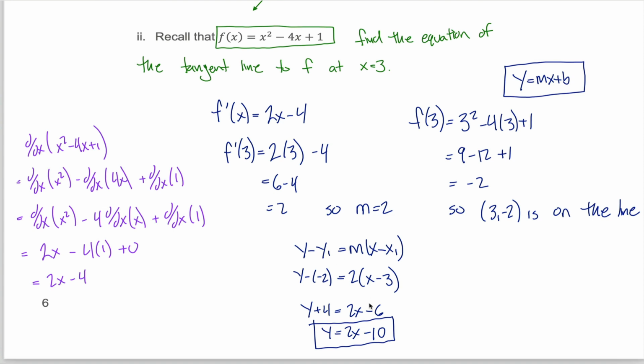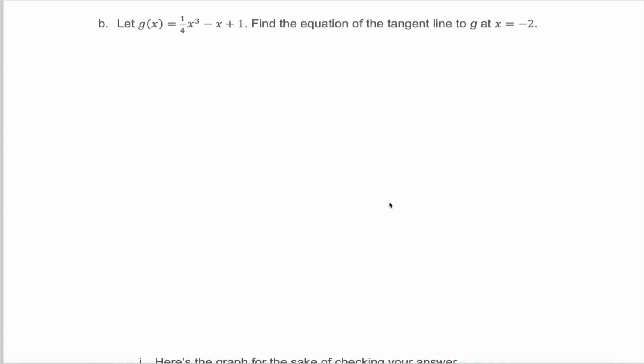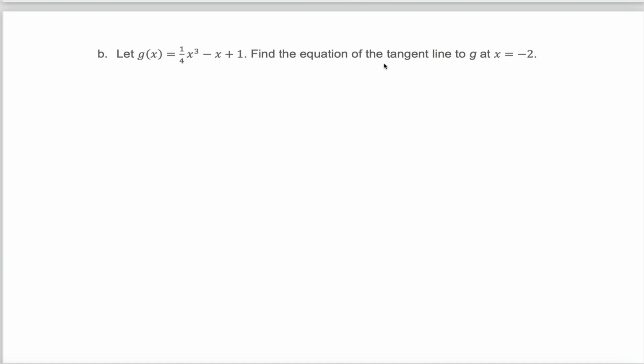It feels like not enough to just show you one example and assume you're good with it. So here's a second example. See if you could figure out the equation of the tangent line to this function g when x equals negative 2. What would you do? Well, for the equation of the tangent line, we definitely need the slope. To figure out the slope, let's calculate the derivative, g prime of x.